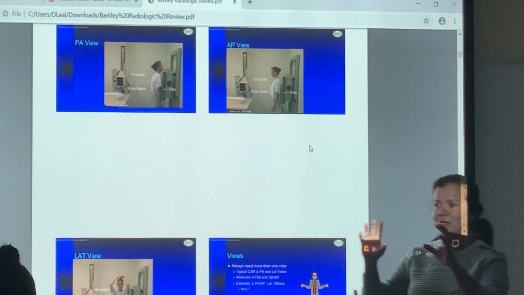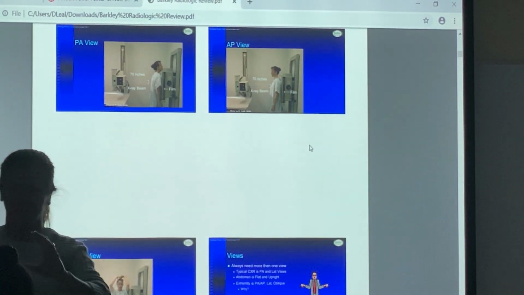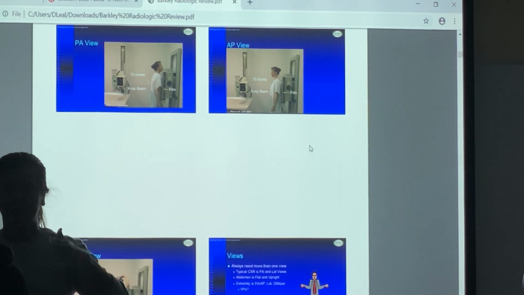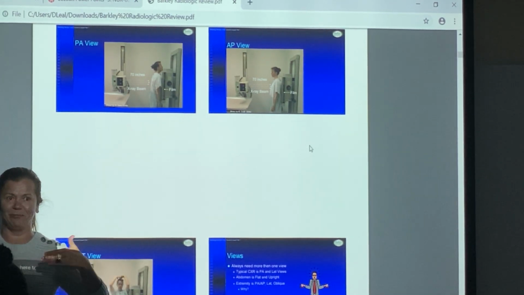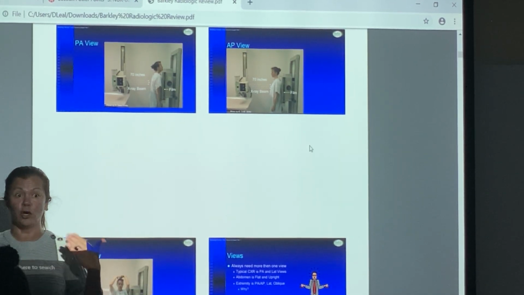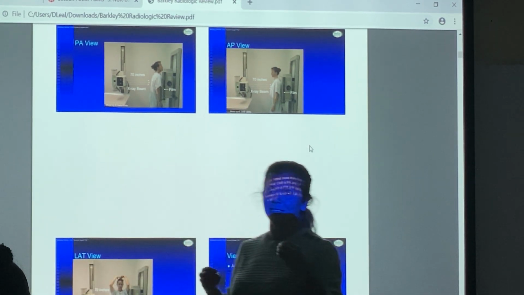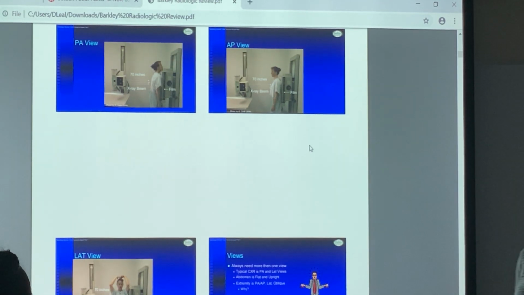If I take a picture like this, don't you see your face larger and all the details? So that's the reason why you say, go farther, farther. On the contrary, for the PA view, every single anatomy and size is seen as it is. So that's the reason why it's the most accurate.